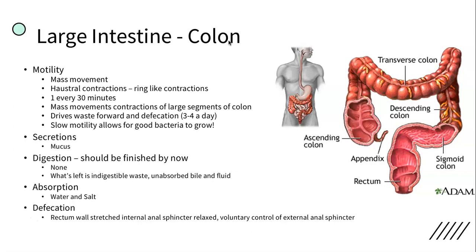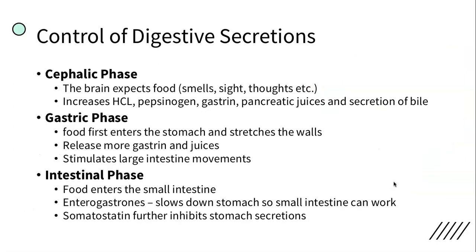What's getting absorbed is almost all of the water left. If you have a nice and healthy bowel movement, it shouldn't be watery, right? It shouldn't be diarrhea. And also some salt from bile. And then, of course, it all ends in defecation when you get down to the tail end, basically, where you have the end of your colon, which is the rectum. The wall gets stretched, and that sends signals to open up the internal anal sphincter. And then, of course, when it's time to go to the restroom, you have voluntary control of the external anal sphincter. Okay, a few more slides here and we're all done.